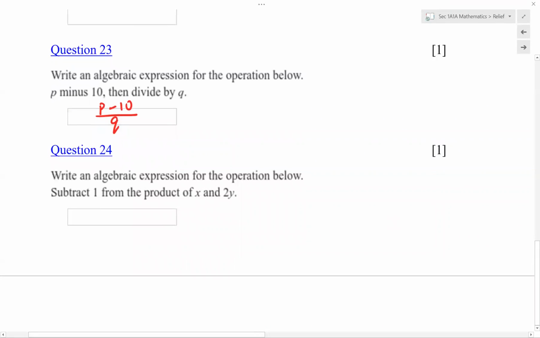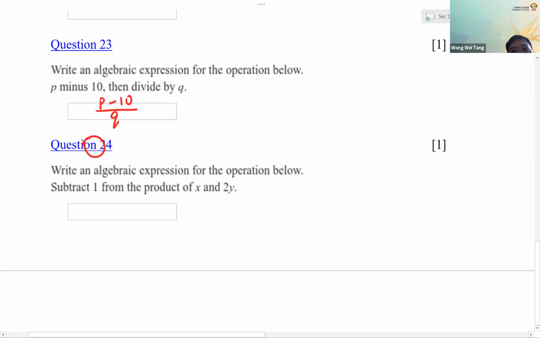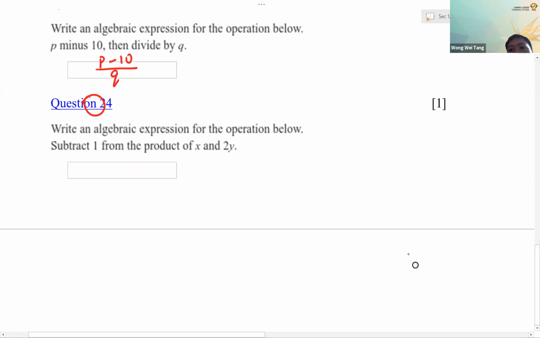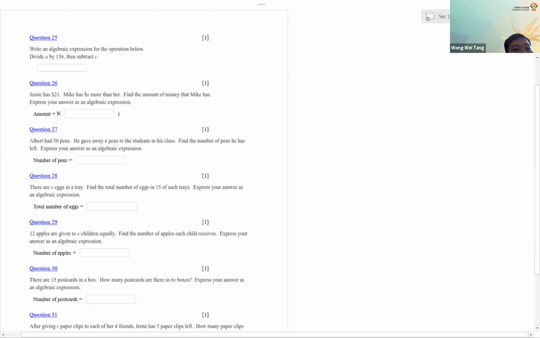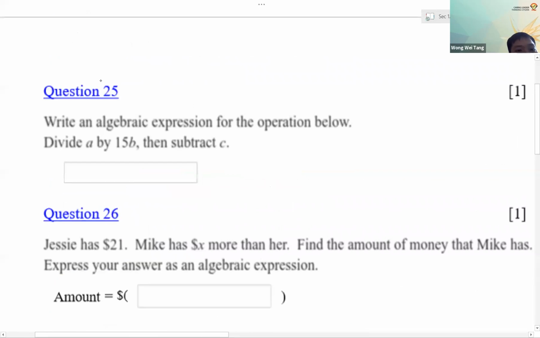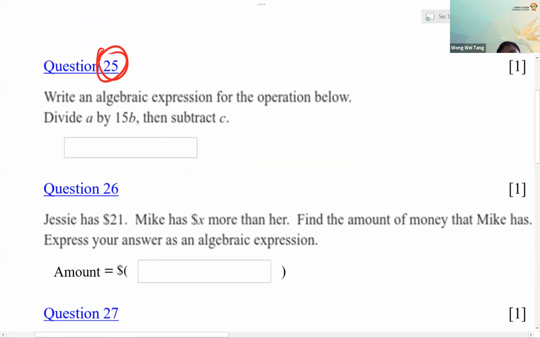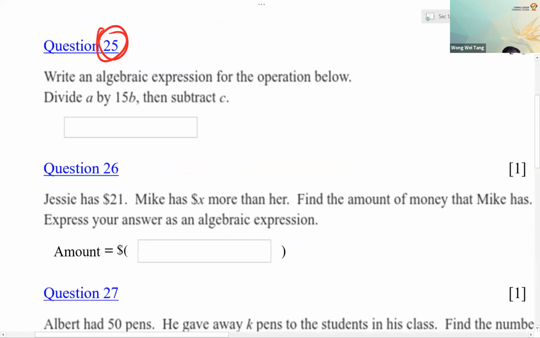Thank you. So I think you can try question 34 yourself. Question 25, you also can do yourself. It's the same type. Now, question 26. We have some word problems now. Danish, you ready? Yeah. Oh, which Danish? Danisha. Yeah. You. Oh, okay.